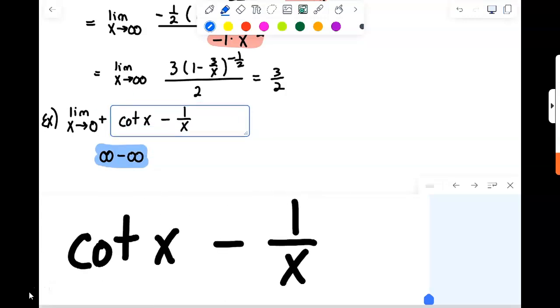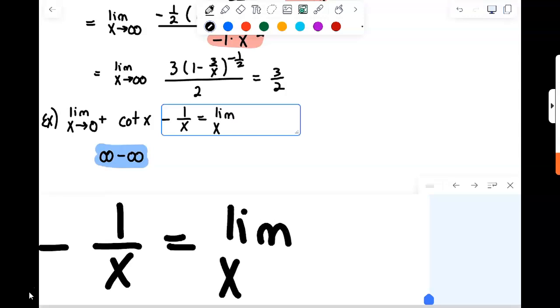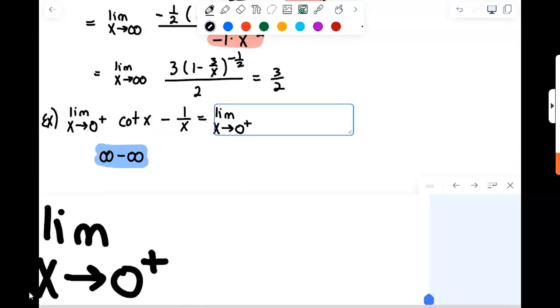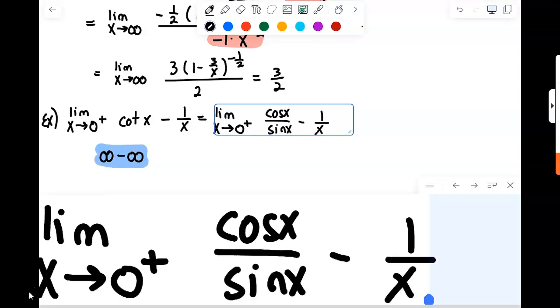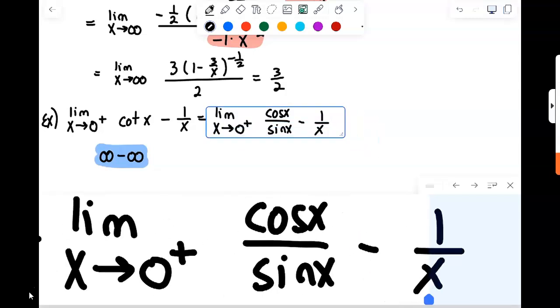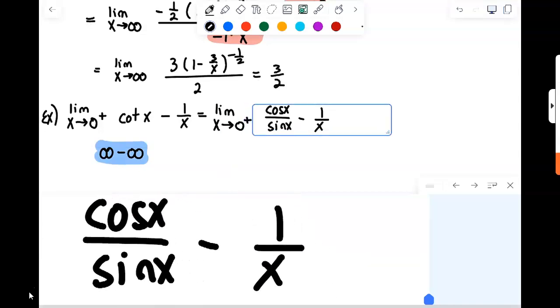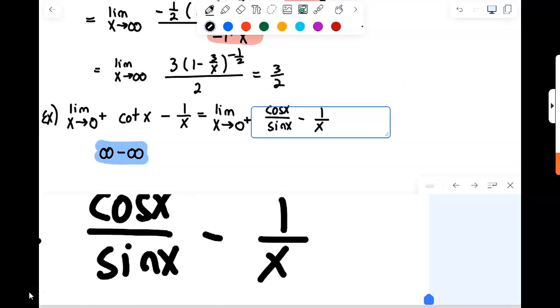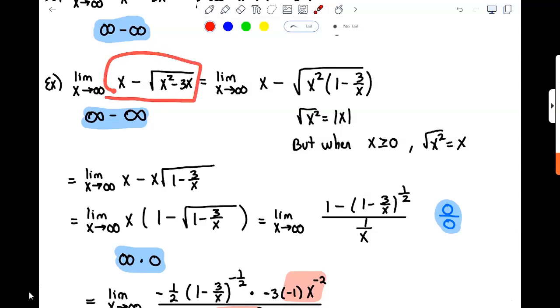So instead, I recognize that cotangent is a fraction. Specifically, it's a fraction involving sine and cosine. So what I'm going to do is first rewrite that as a fraction, cosine x over sine x minus 1 over x. Say to myself, hey, why don't I try to put these fractions together? It is definitely an infinity minus infinity limit right now. But let's try to put the fractions together. Since I have fractions, let's put them together. If I didn't have fractions here, I wouldn't try that.